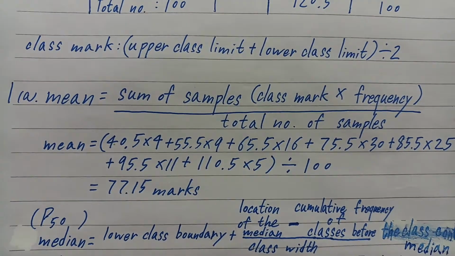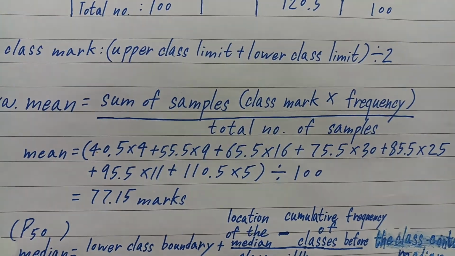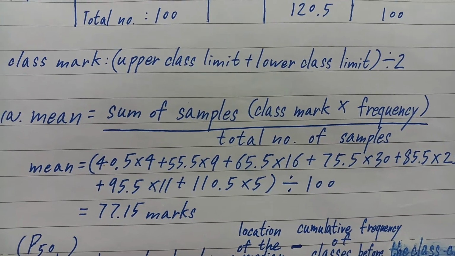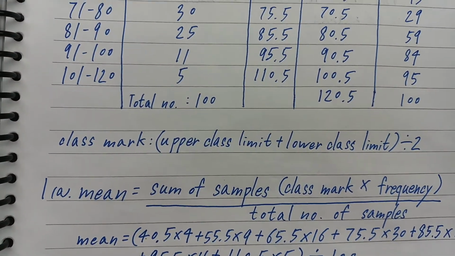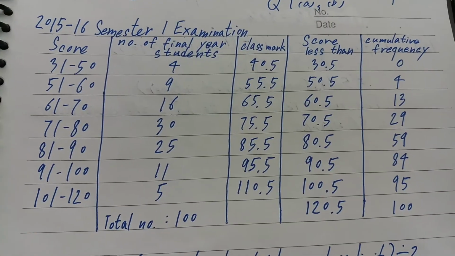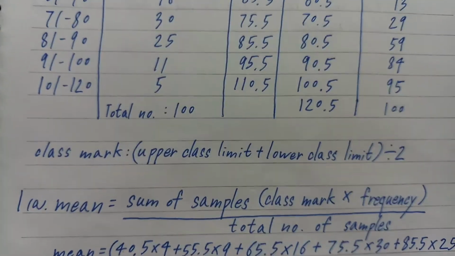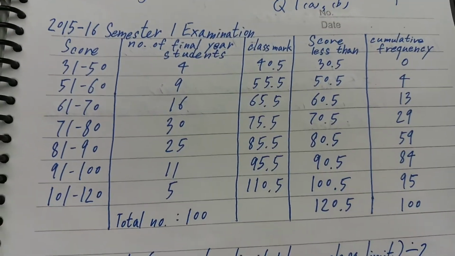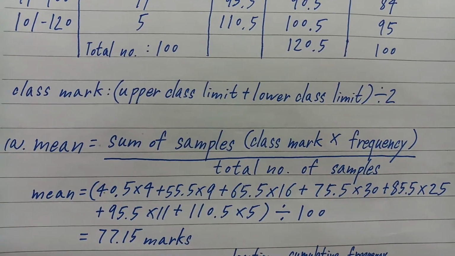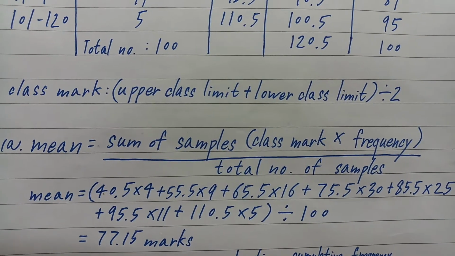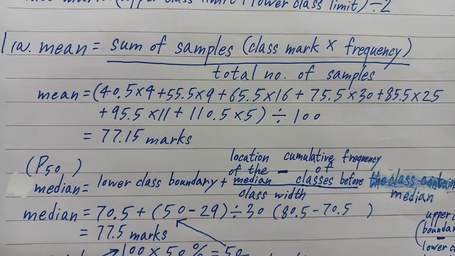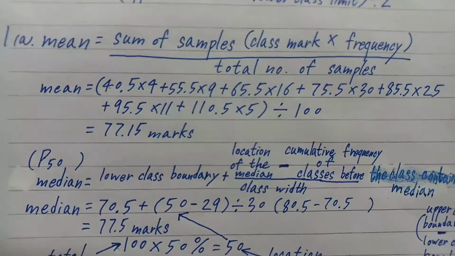by which we will first focus on the mean, which is the sum of samples, which is actually class mark times frequency, and the class mark is calculated by the upper class limit plus the lower class limit and then divided by 2. You can see a complete list over here. And we should also find the total number of samples, which is 100. By getting these two pieces of information, we will get the mean, which is actually 77.15 marks.